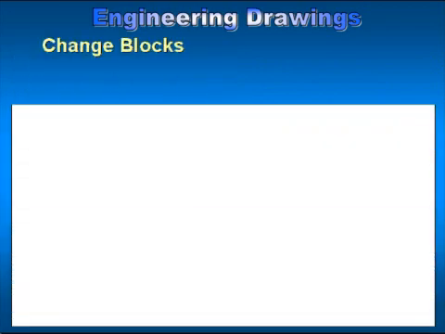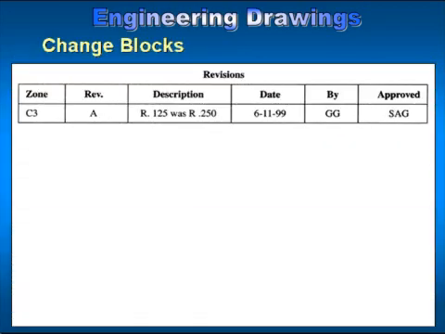Engineering drawings, change blocks. The change block is usually shown in the upper right-hand corner of a drawing, and generally the information given in a change block will be given in table form. In this table are the topics of revision, the zone, the description of the revision, sometimes called the revision, the date, by, and approved. The rev is the latest revision of the drawing.